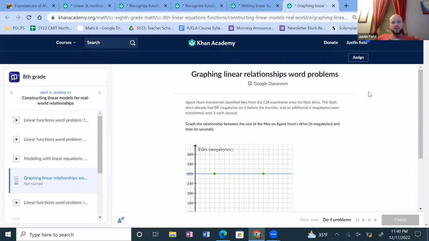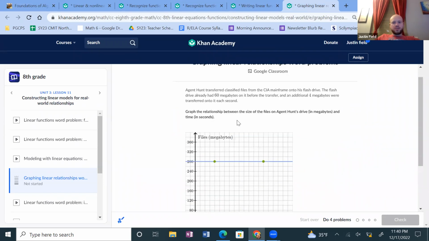Okay, so, ooh, Agent Hunt, did not we see him in week 12? Agent Hunt transferred classified files from the CIA mainframe onto his flash drive. The flash drive already had 60 megabytes on it before the transfer. All right, what do we say about that? If you're saying y-intercept, you are correct. We know our y-intercept. And an additional, that's a slope word. Add that to your list.